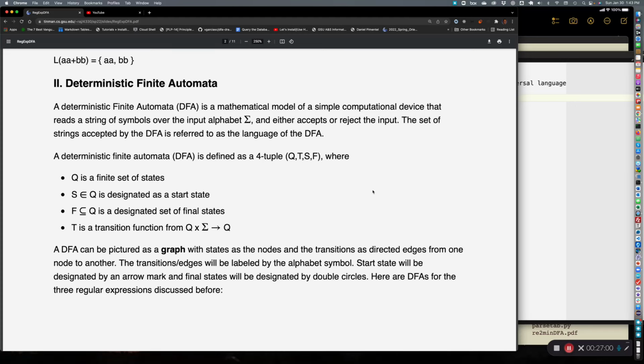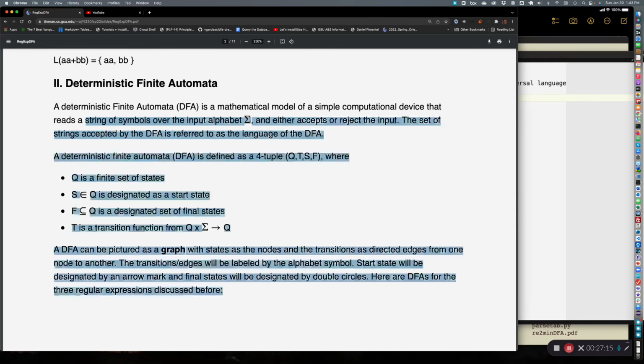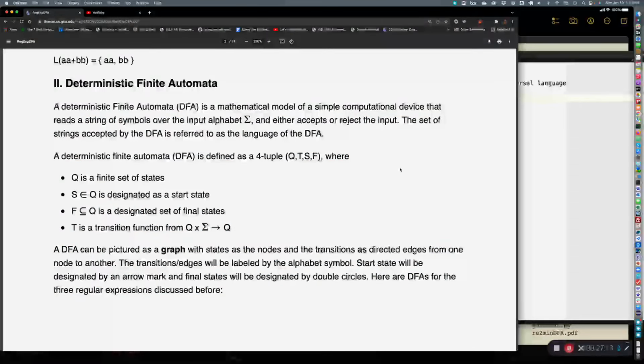If you keep that in mind, your understanding will be simple here. So what is a deterministic finite automata? It is a mathematical model of a simple computational device that reads a string of symbols from the input alphabet. This DFA reads an input, which is any string from the alphabet sigma, which is always given to us. Then the DFA accepts or rejects that input. That's the only purpose of this DFA.